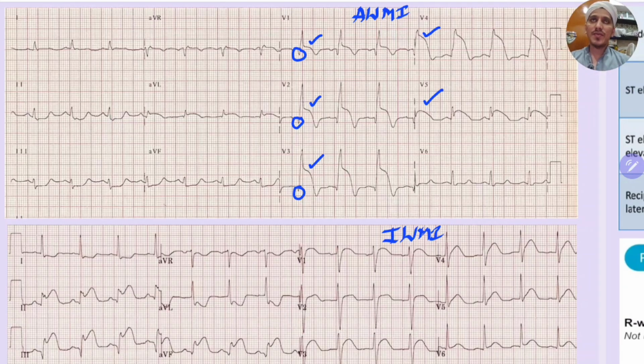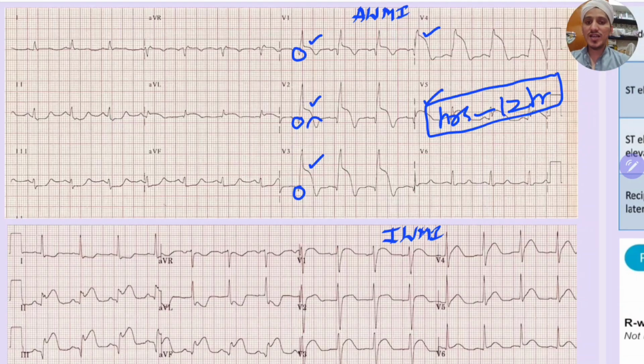Only hyperacute is in minutes, as we have discussed in the previous video. Hyperacute T wave with ST segment elevation is minutes to hours, and then development of Q wave is hours to 12 hours. So this ECG's duration is hours to 12 hours. So what is the duration of infarction? Hours to 12 hours is the duration of this infarction.